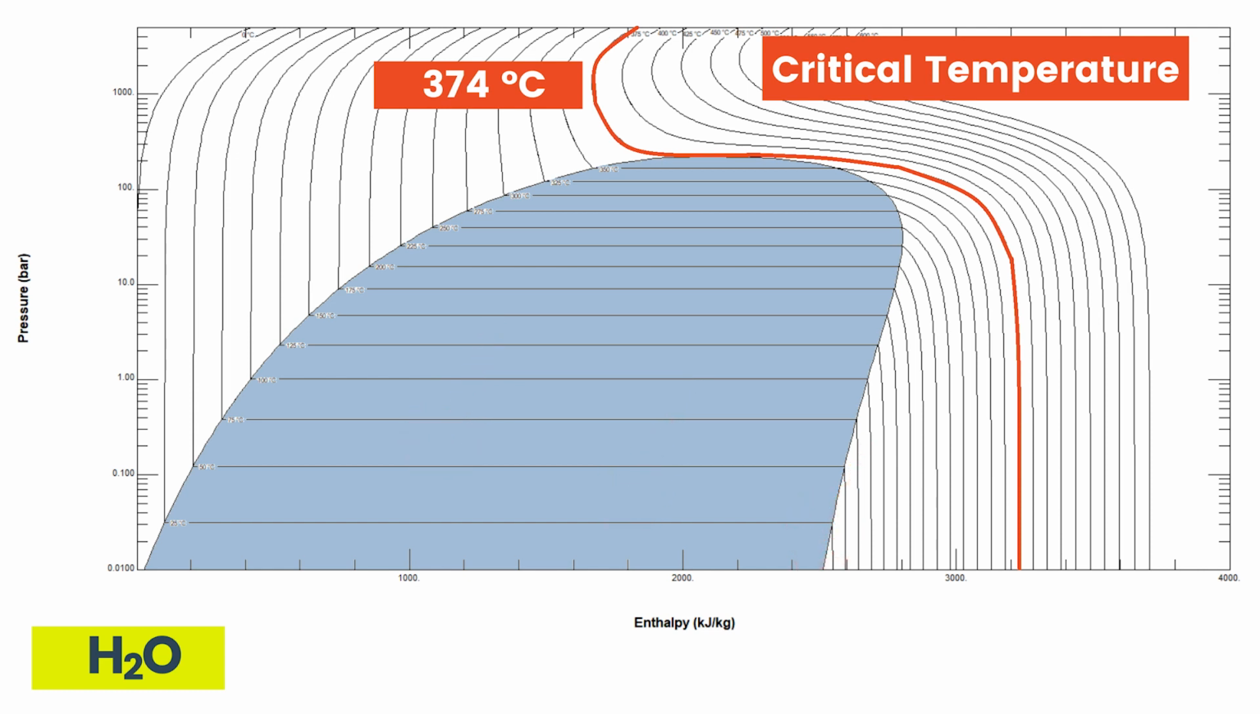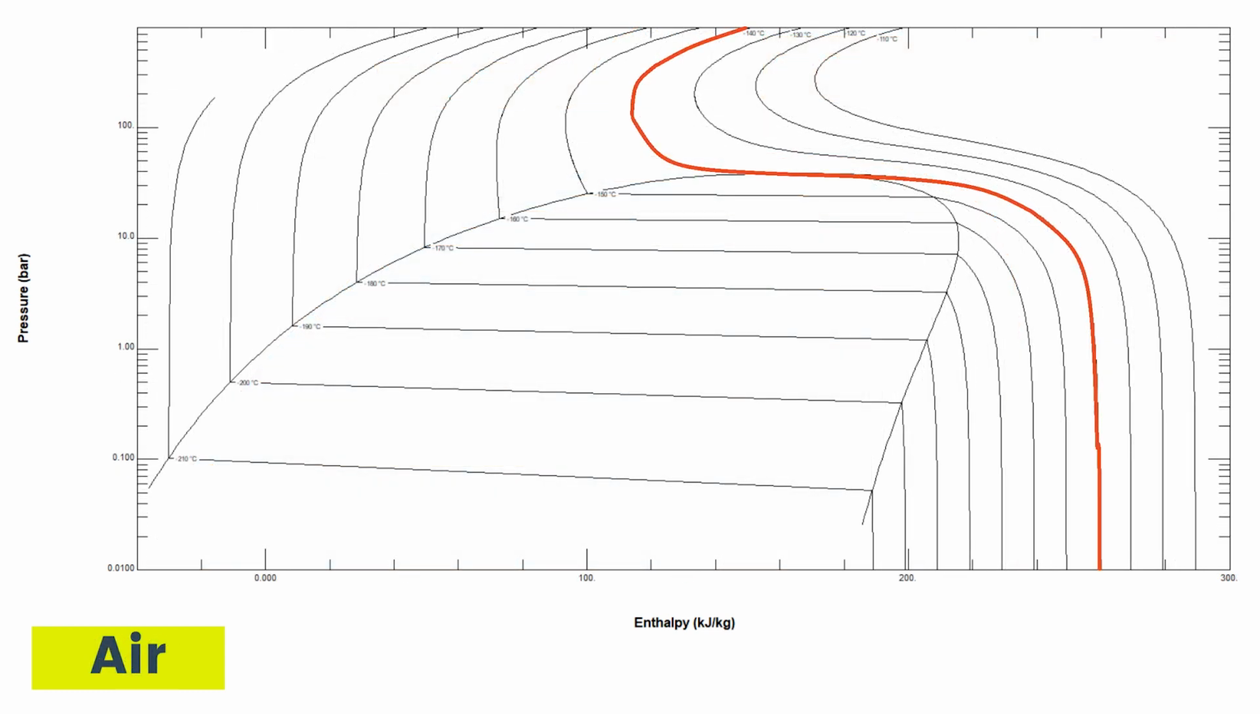If the idea of something being above its critical temperature sounds crazy to you, it isn't. We can think of a real-life example where something is above its critical temperature. Let's go back to the pressure enthalpy diagram we had for air. I've highlighted the critical temperature of air, which is roughly minus 140 Celsius. That means that the air in your room, which is sitting at 20 or even 40 Celsius, cannot be liquefied no matter how much pressure you apply to it.